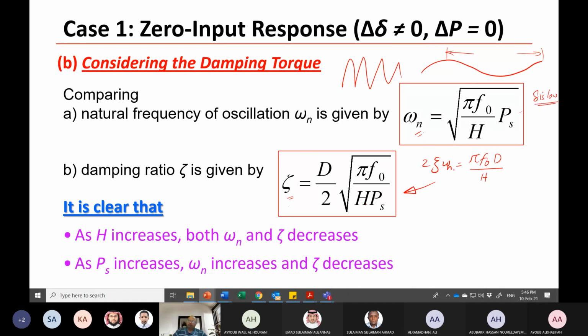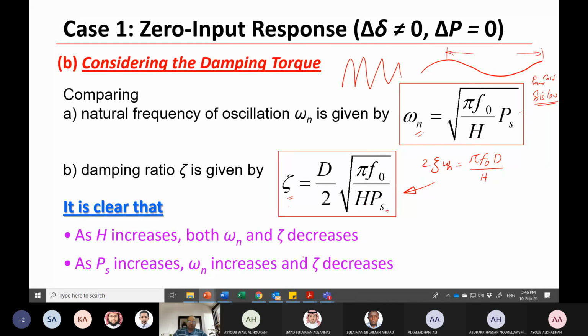Delta is low. So this is B max cosine delta. When BS increases, that means that delta is low. So you have here BS, and you can see the effect: omega n increases and zeta decreases.